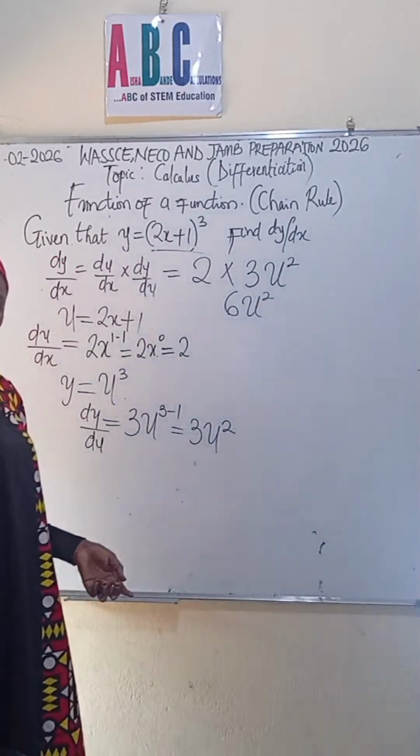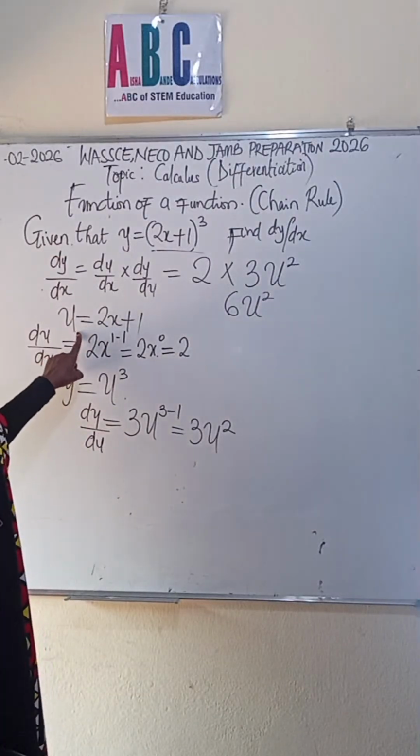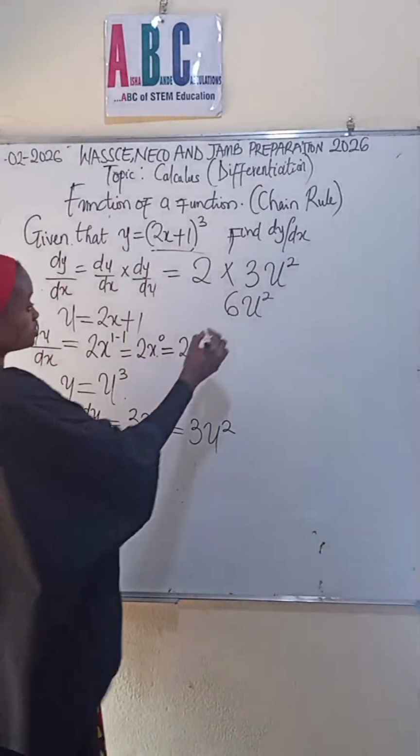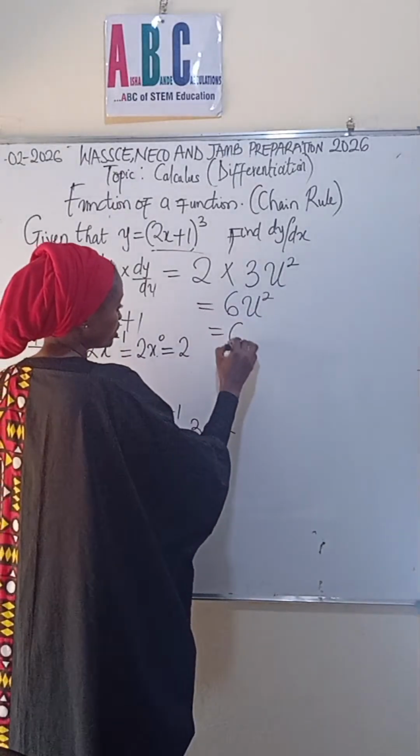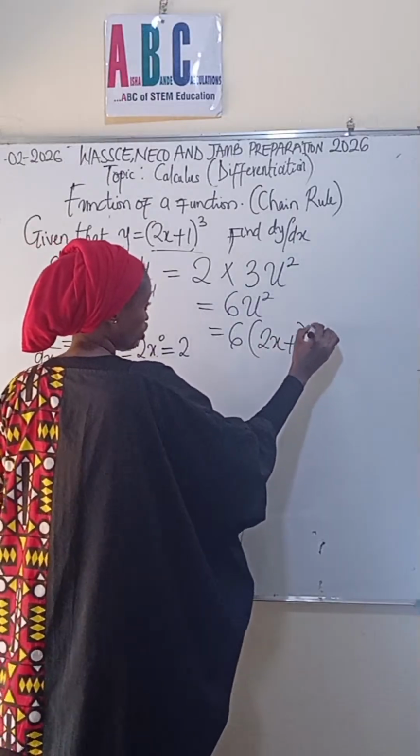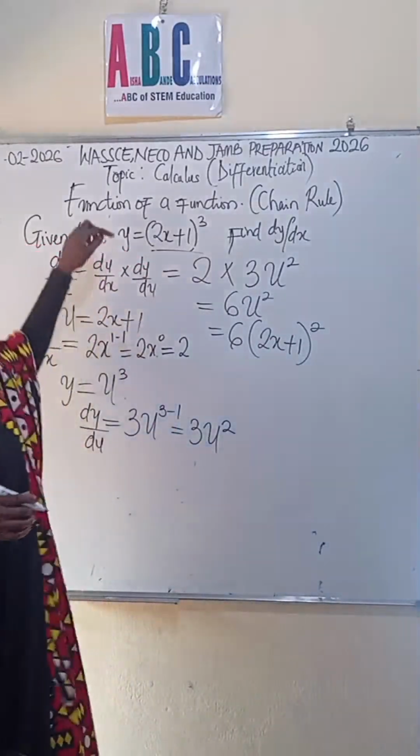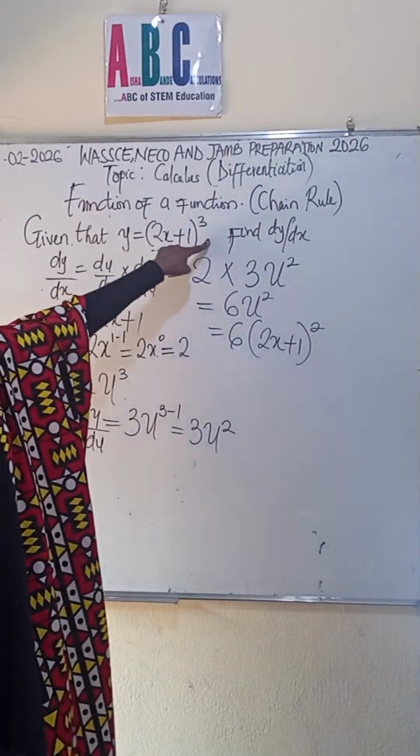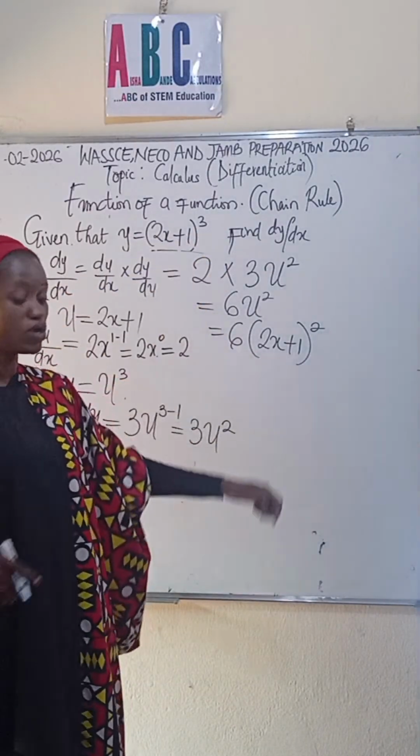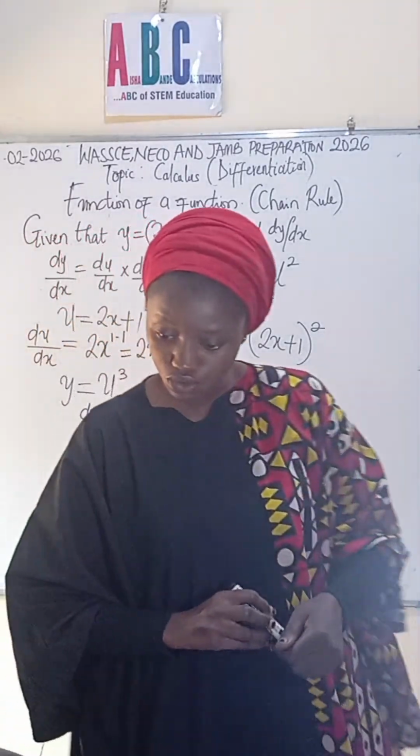But remember, we represented u as what? 2x plus 1. So we have to substitute it here. So this is equal to 6 open bracket 2x plus 1 all to the power of 2. So if we differentiate 2x plus 1 to the power of 3, we are going to have 6 open bracket 2x plus 1 to the power of 2.